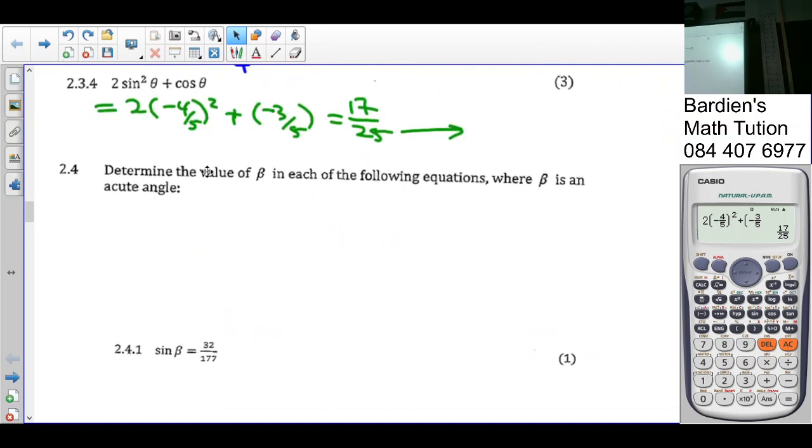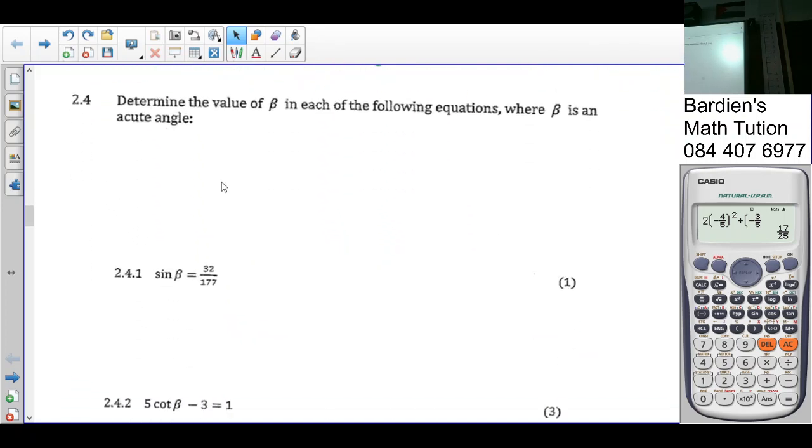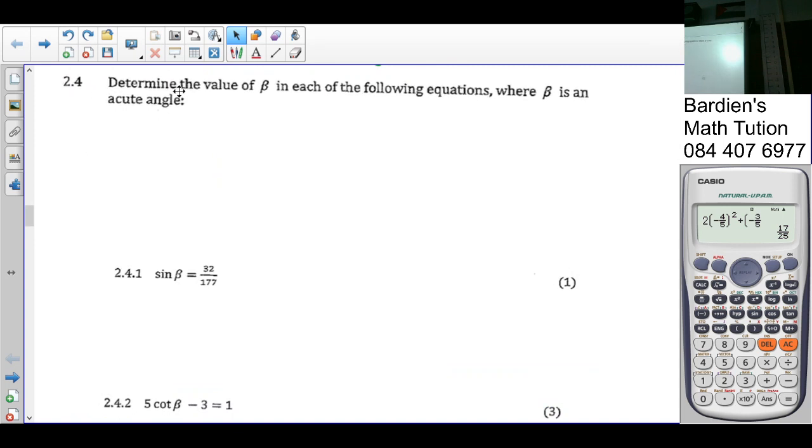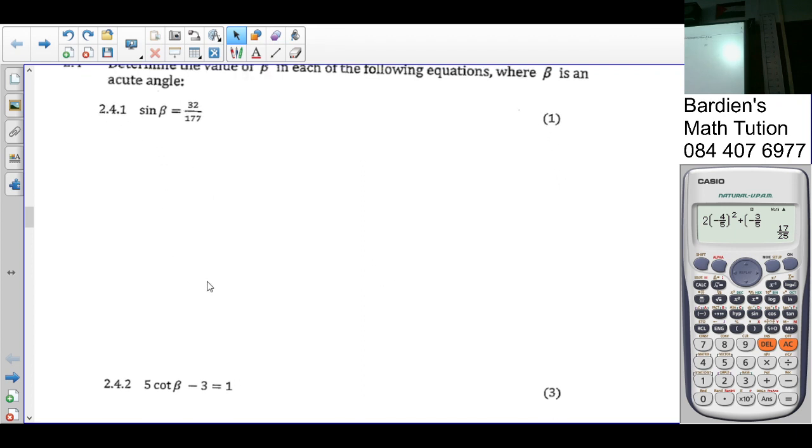So in question 2.4, determine the value of beta in each of the following equations where beta is an acute angle. If they say beta is an acute angle, what does that mean? It is between 0 and 90 degrees, which also means to say it's lying in the first quadrant, not so?